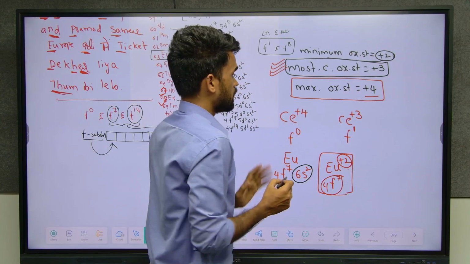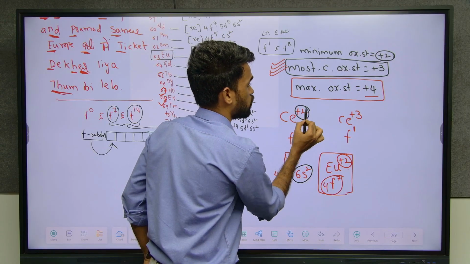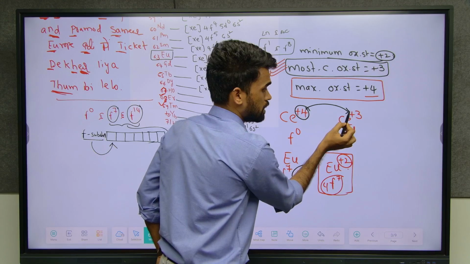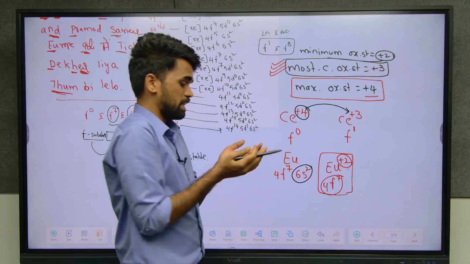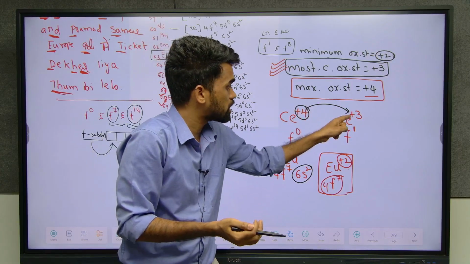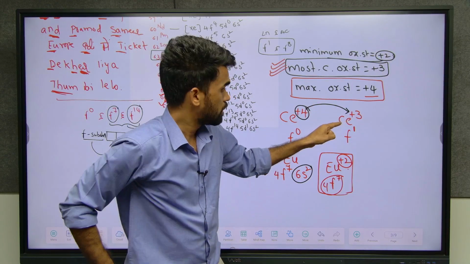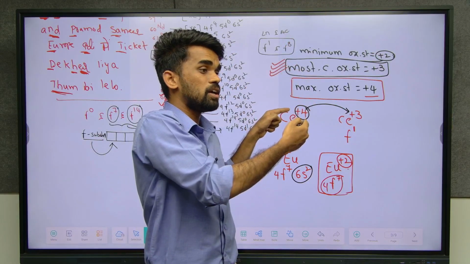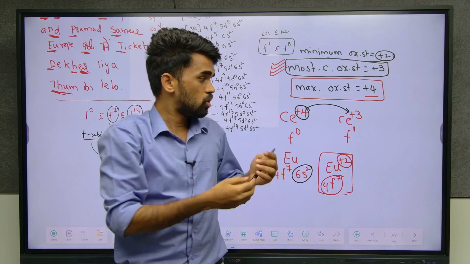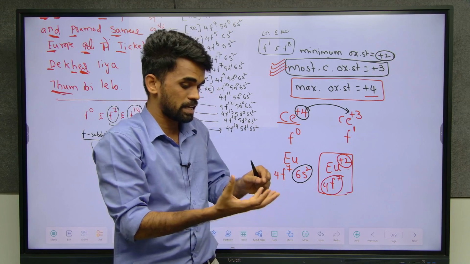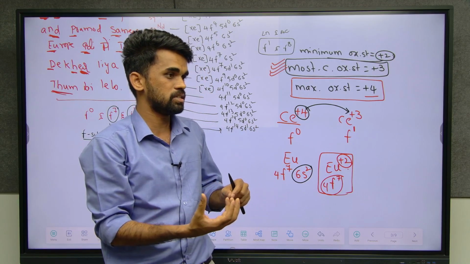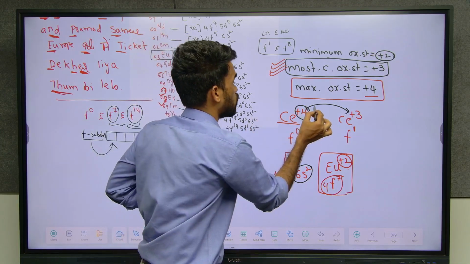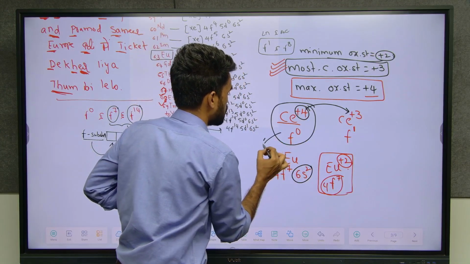Okay. So now, what is the most common or stable oxidation state? +3. See, now cerium is converting from +4 to +3. So is it undergoing reduction or oxidation? Reduction. A species undergoing reduction means the one which is reacting with it will undergo oxidation. So can I call it a reducing agent or an oxidizing agent? Oxidizing agent, no? So cerium +4 acts as a good oxidizing agent.